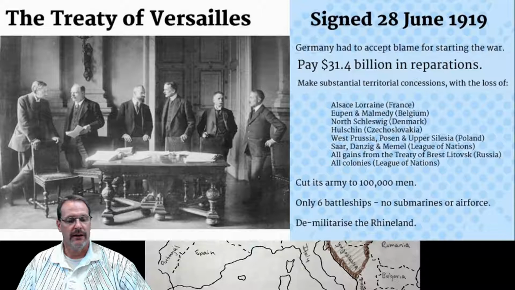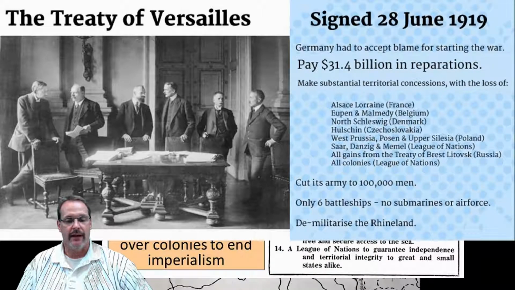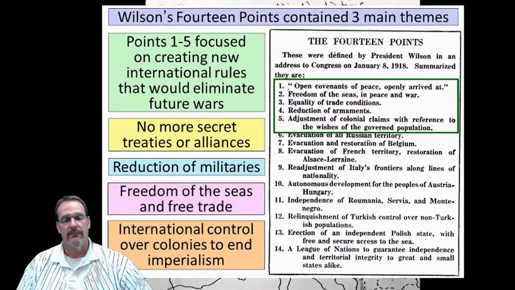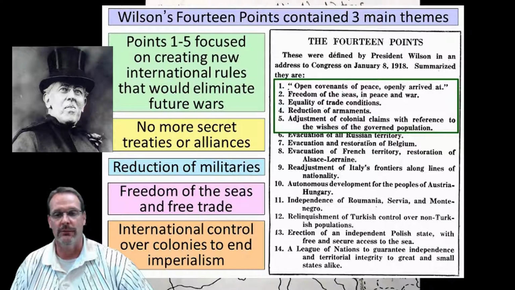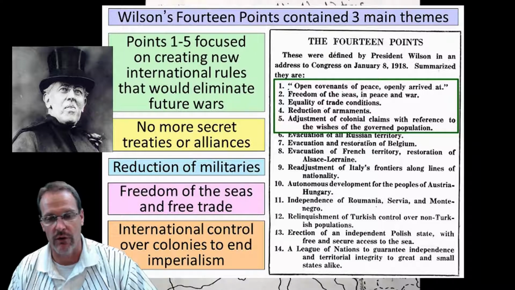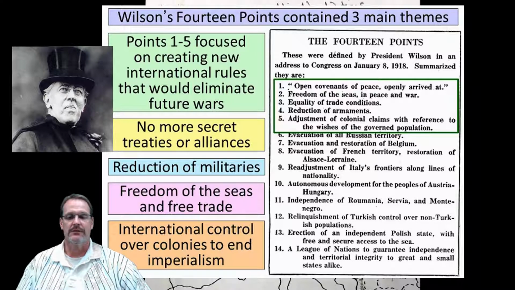Let me go back down. So a treaty is basically signed by the Germans, which really penalized them heavily. And President Woodrow Wilson would suggest some things that could help to eliminate a possible future war. And this is a list of those, we call this 14 points.